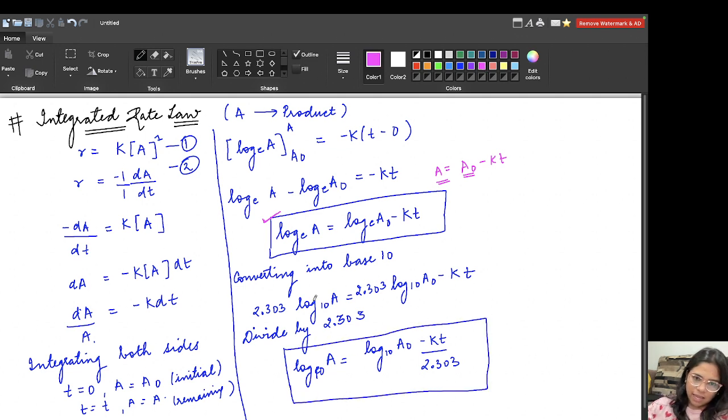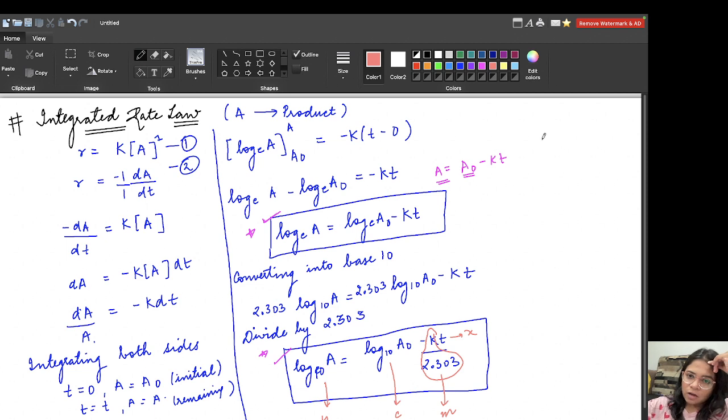This is my second equation which we can use. So if you want to draw the graph, how will you draw the graph? y is equal to mx plus c, right? So this is my y, this is my c, and this is my m and x. This is my m and t is my x.